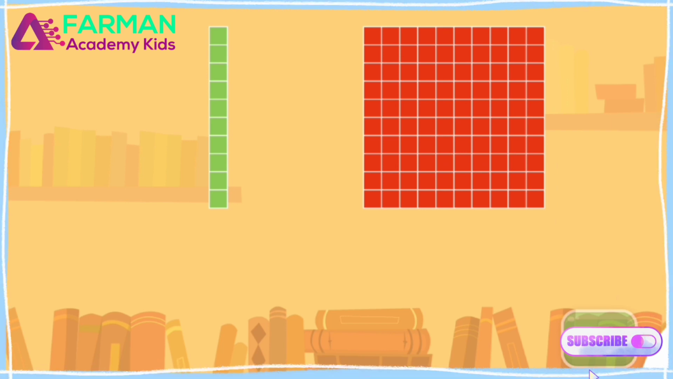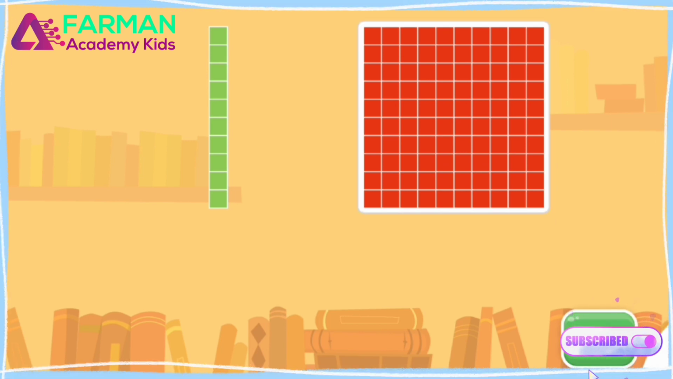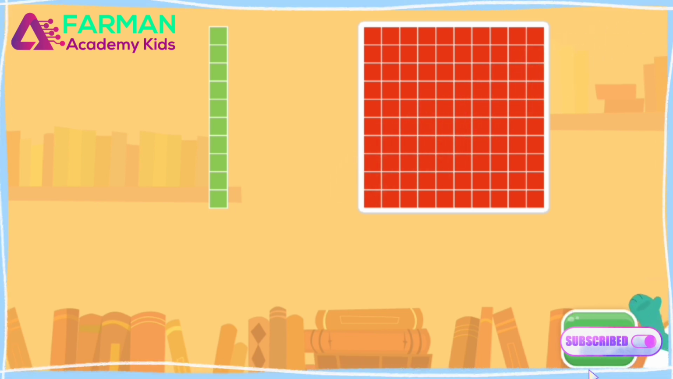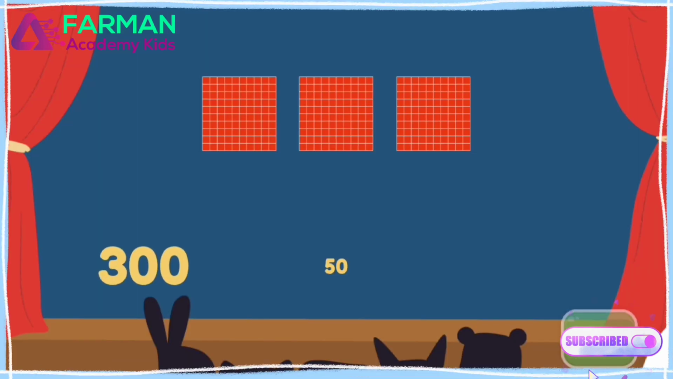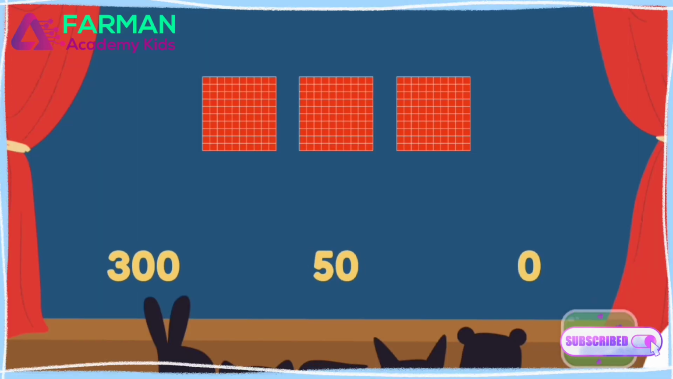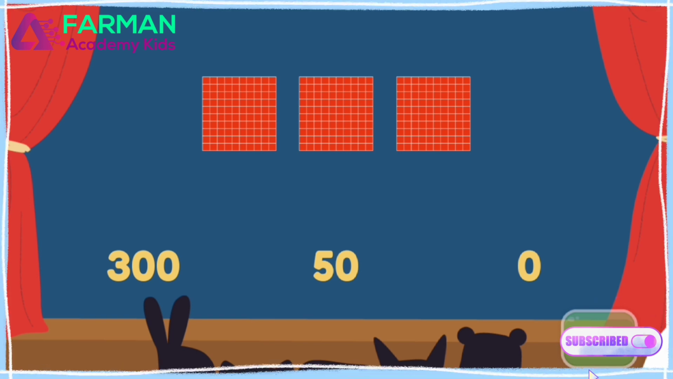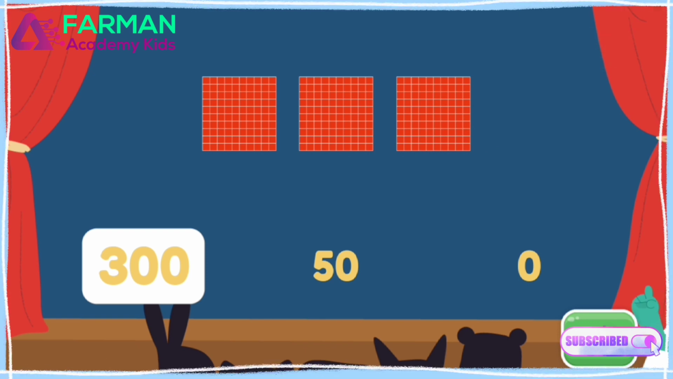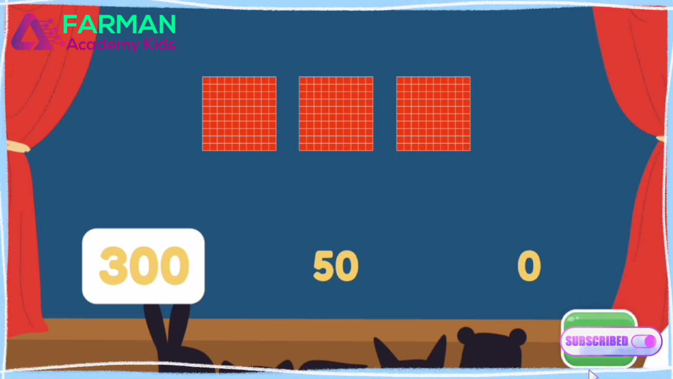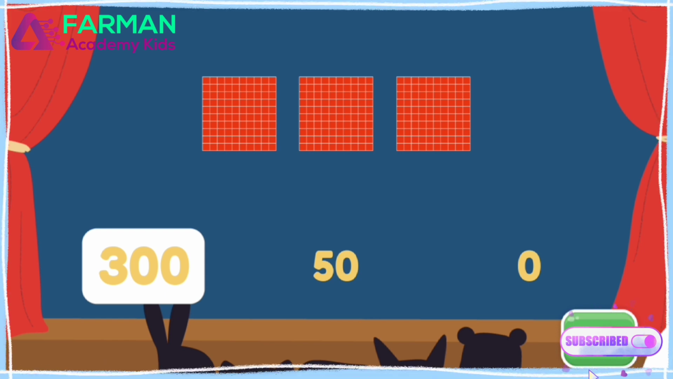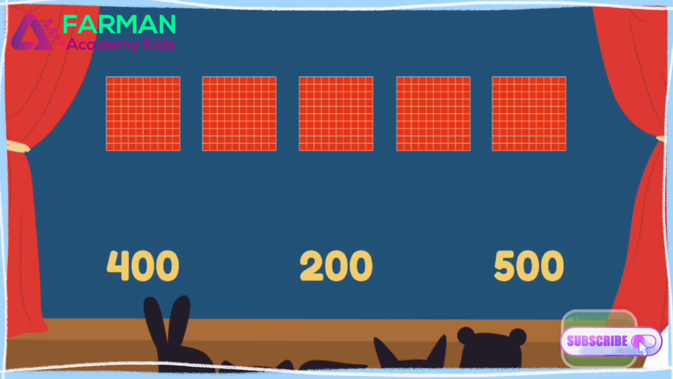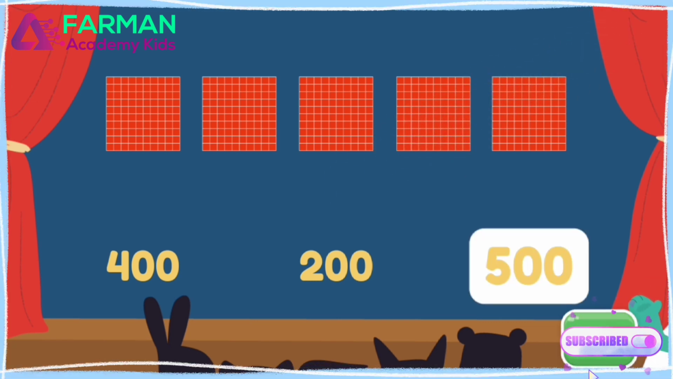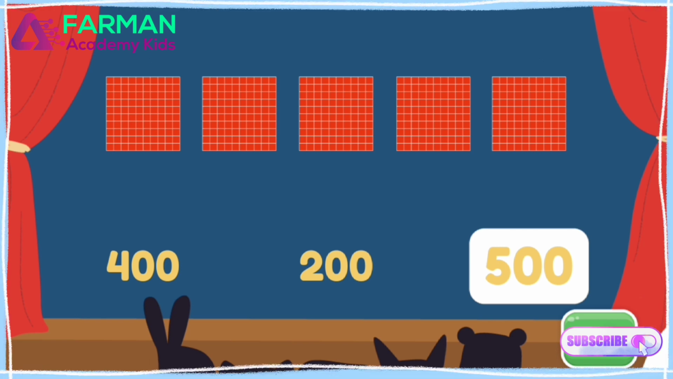A flat is made up of 100 blocks. Tap the flat. Good job! A flat is made up of 100 blocks. Don't count each block in the flats. How many blocks are there total? Super! A flat is made up of 100 blocks. There are 300 total. How many blocks are there total? Great! There are 500 total.